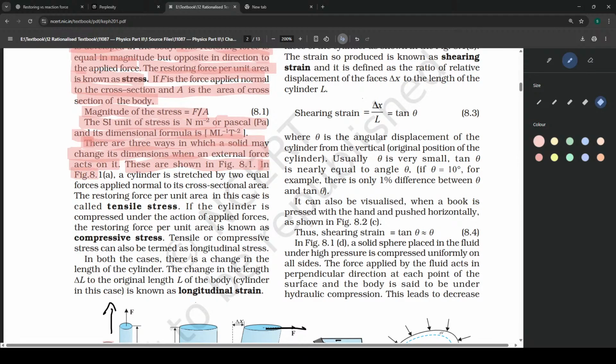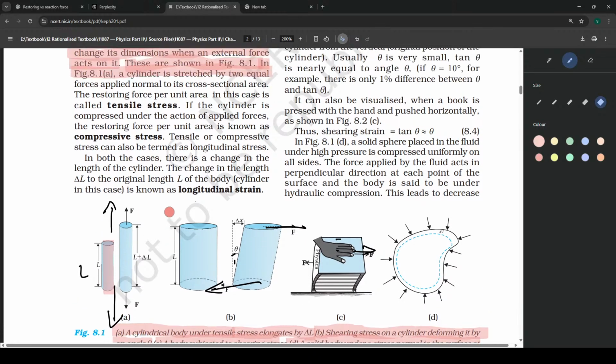In figure 8.1a, a cylinder is stretched out, the first case here, elongation, stretched out by two equal forces applied normal to its cross-section area. The restoring force per unit area in this case is called tensile stress, a longitudinal stress. When we are pulling on something and elongating its length, we call it tensile stress. If the cylinder is compressed under the action of applied forces, the restoring force per unit area is known as compressive stress.